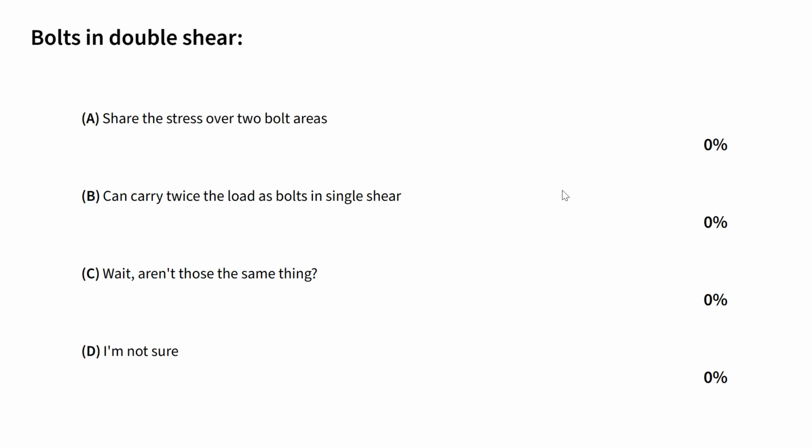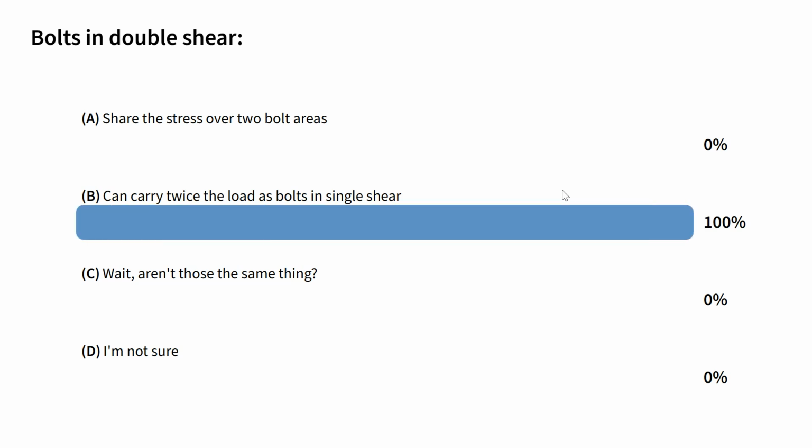So just a reminder, because we do need to talk about bolts in single and double shear, and it's important that you remember what this means, not just because I told you what it is, but because you learned this in previous courses. We've got bolts in double shear, and what's important about bolts that might be in double shear? A, they share the stress over two bolt areas. B, they can carry twice the load as bolts in single shear. C, wait, aren't those the same thing? And D, I'm not sure. I forget everything that was ever taught to me in 2023, and Taylor's going to have to tell me again what bolts in double shear are.